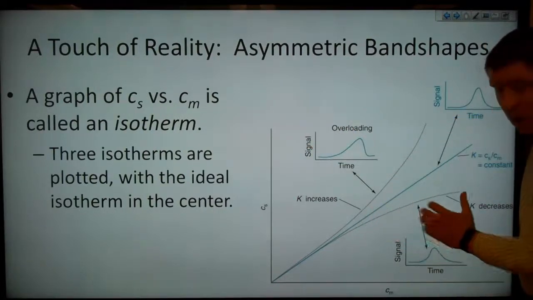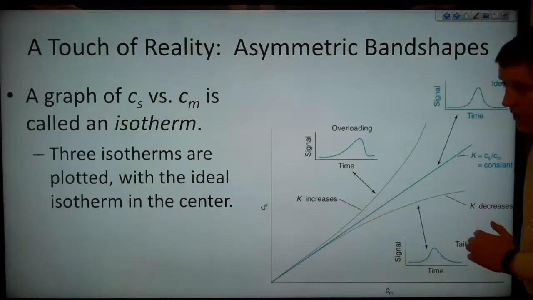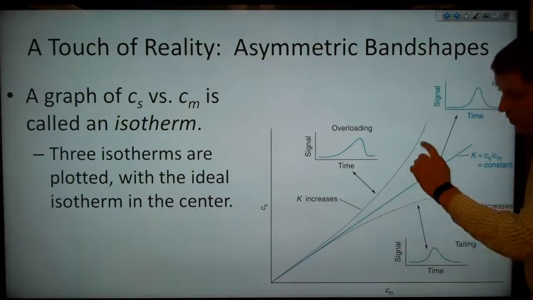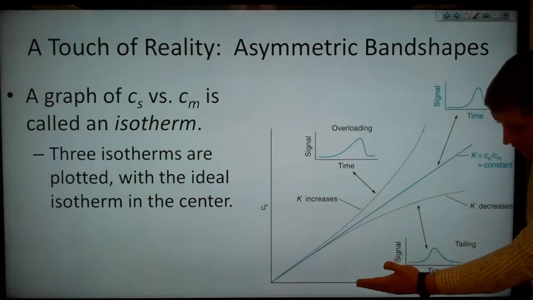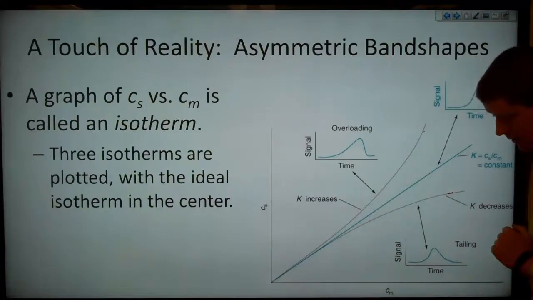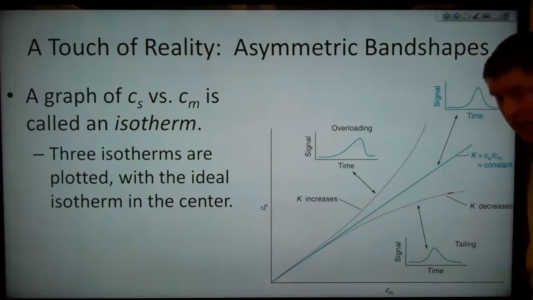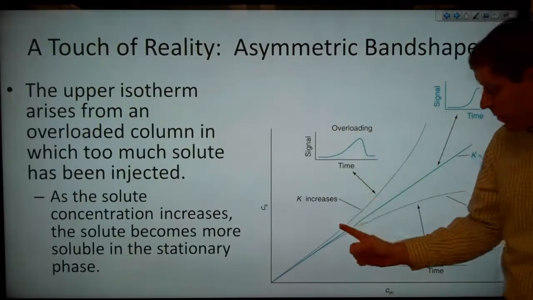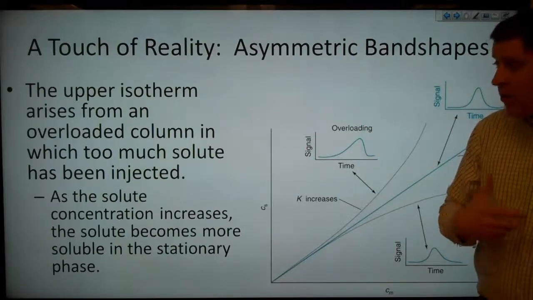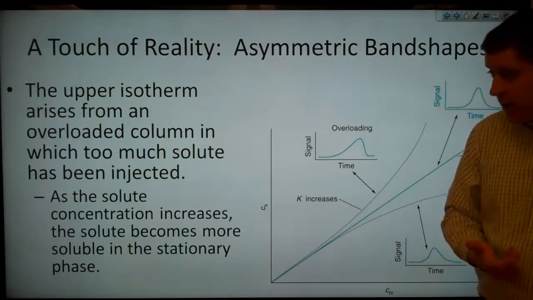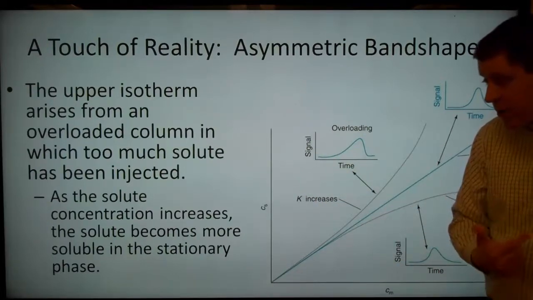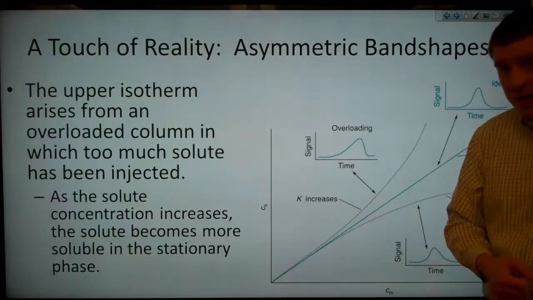So we've got a few isotherms shown over here. The ideal isotherm is this blue line in the center. This one is where k increases as we increase Cm, and this one is where k decreases as we increase Cm. So that upper isotherm, this one here, is arising from an overloaded column in which too much solute has been injected. That is, as the solute concentration increases, the solute becomes more soluble in the stationary phase.